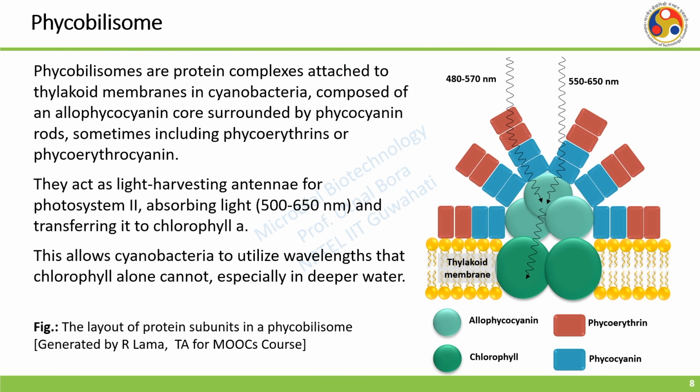Next comes the phycobilisome. Phycobilisomes are protein complexes attached to thylakoid membranes in cyanobacteria, composed of an allophycocyanin core surrounded by phycocyanin rods, sometimes including phycoerythrins or phycoerythrocyanin. They act as light harvesting antennae for photosystem 2, absorbing light around 500 to 650 nanometers and transferring it to chlorophyll a. This allows cyanobacteria to utilize wavelengths that chlorophyll alone cannot, especially in deeper water.